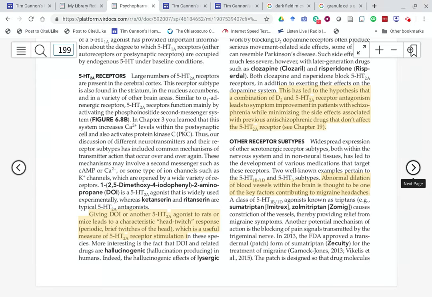Head twitch. I've seen this one. So giving DOI or other serotonin 2A agonists causes a head twitch. So that's a behavioral indicator of 5-HT2A receptor stimulation. More interesting is the fact that DOI and related drugs are hallucinogenic. And this is big in the news now too in terms of potential therapeutic effects.